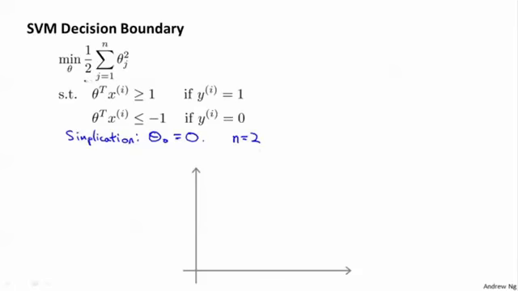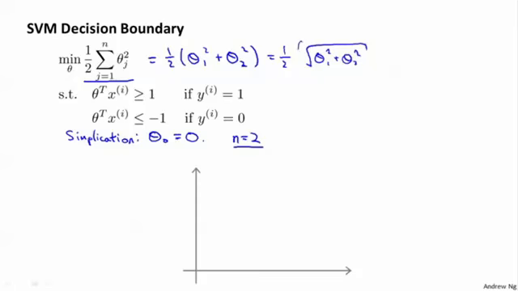Now let's look at the optimization objective of the SVM. When we have only two features, when n is equal to 2, this can be written as 1/2 of theta 1 squared plus theta 2 squared, because we only have two parameters, theta 1 and theta 2. And what I'm going to do is rewrite this a bit. I'm going to write this as 1/2 of the square root of theta 1 squared plus theta 2 squared, and then squared. The reason I can do that is because for any number w, the square root of w and then squared is just equal to w. So the square root and the square give me the same thing.